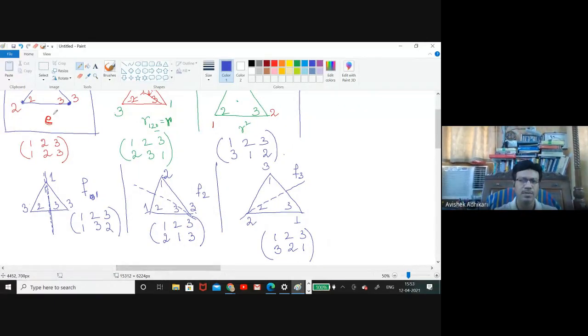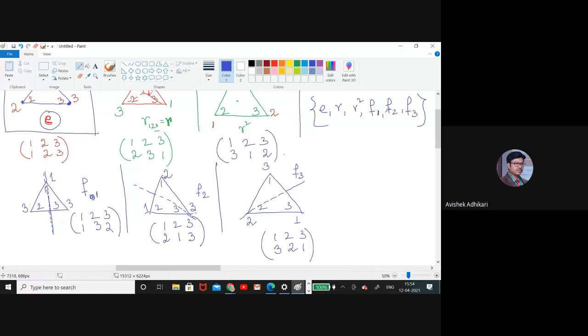We had a total of 6 operations. First one is E. Then we had R, that means rotation through 120 degrees about the origin. Then we had R square, right? Then we had F1, then we had F2, and then we had F3. So total 6 elements. Okay. Now let us try to find some of the relations between F1, F2, and F3.